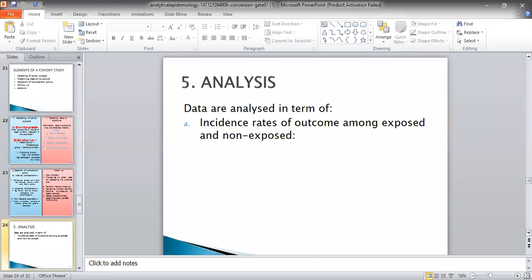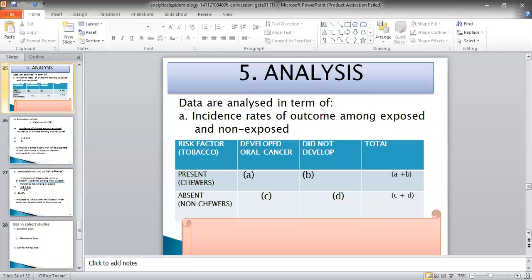What are we going to analyze from a cohort study? Data will be analyzed in terms of incidence rates of outcome among exposed and non-exposed. I told you at the start, we can measure incidence only from cohort studies, we cannot measure incidence from any other study. So we can measure incidence rates of outcome among exposed and non-exposed.